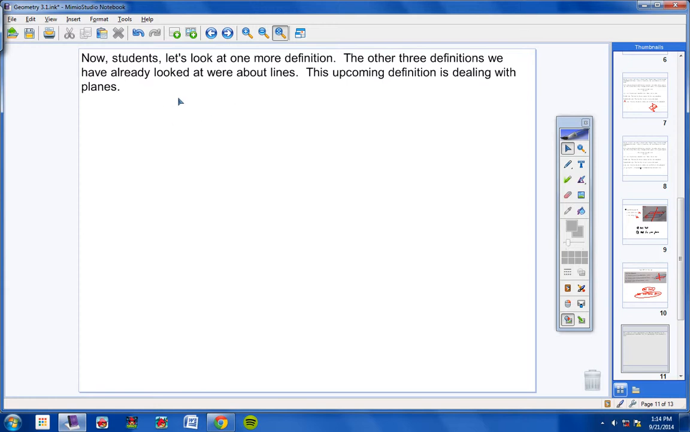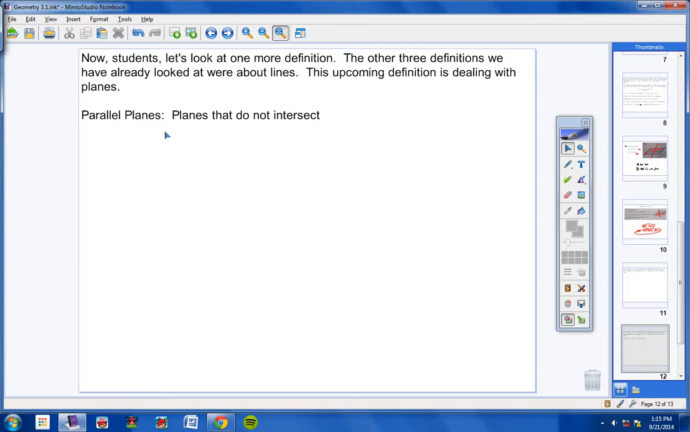All right, let's continue on. Now, students, let's look at one more definition. The other three definitions we have already looked at were about lines, right? Skew lines, parallel lines, perpendicular lines. This upcoming definition is about planes, okay? So please copy this in your notes. Parallel planes. Parallel planes are planes that do not intersect, okay? Planes that do not intersect.